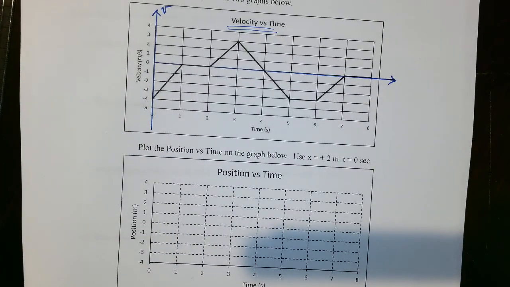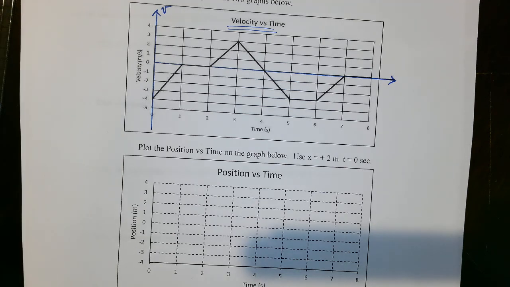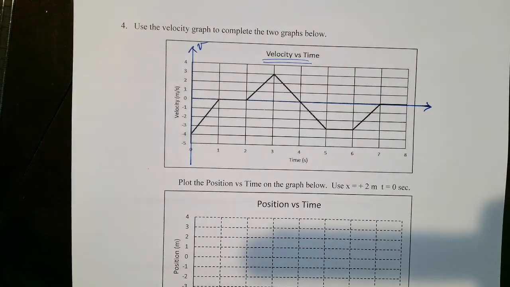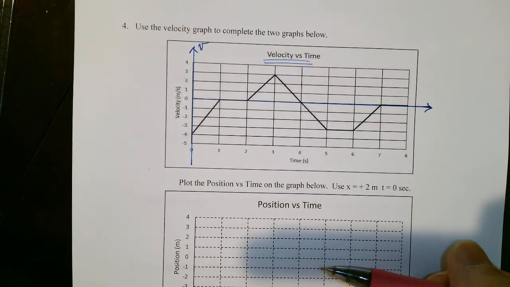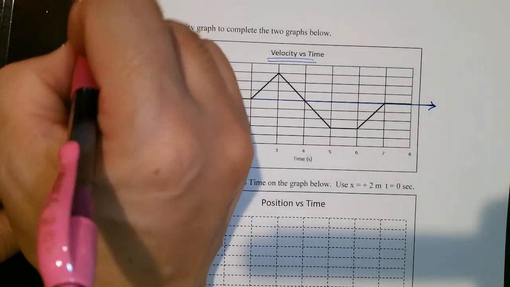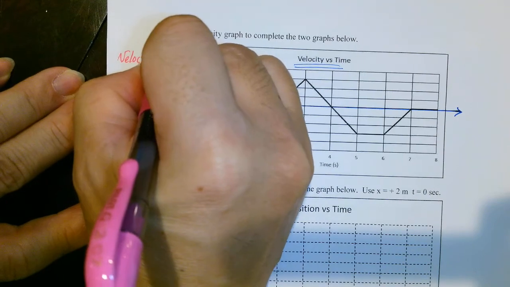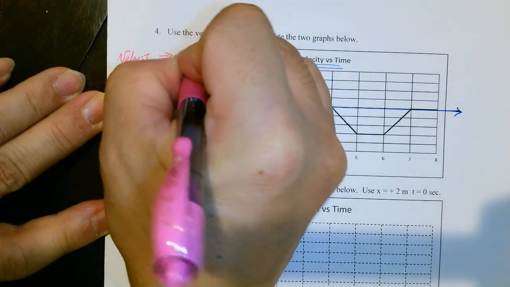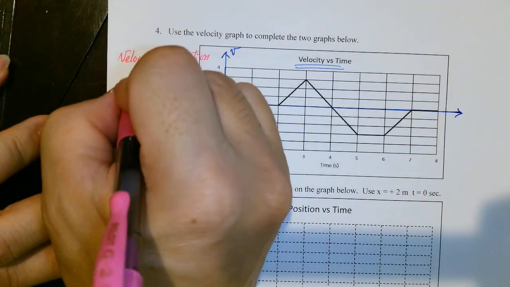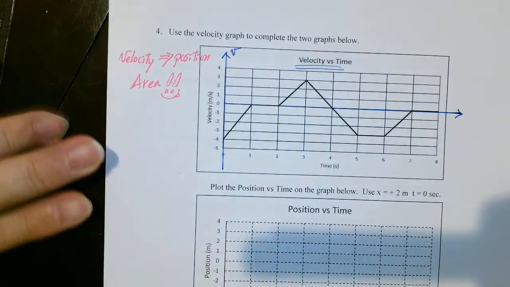So from a velocity versus time graph, if we want to go to position versus time, what should we do? From velocity versus time graph to position versus time, what should we find? Henry? You've got to find the area. Area. I like that. So from velocity to position, we must find area.